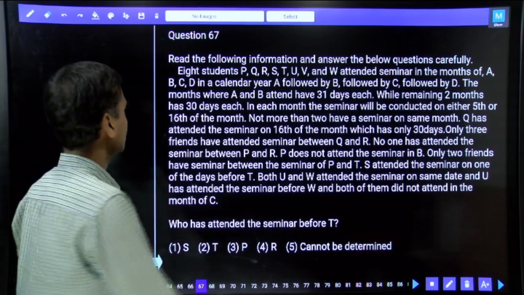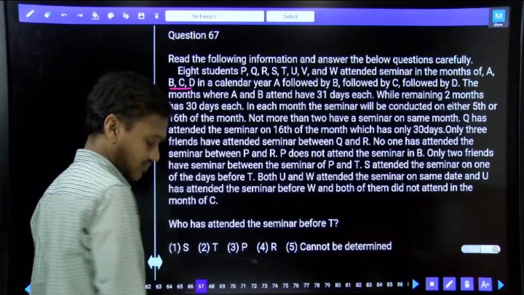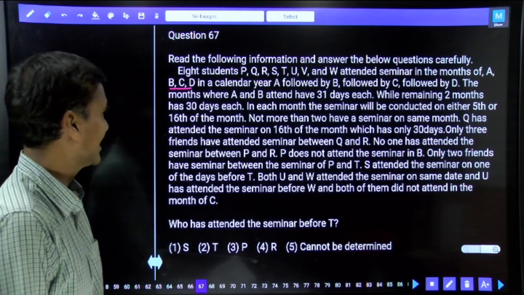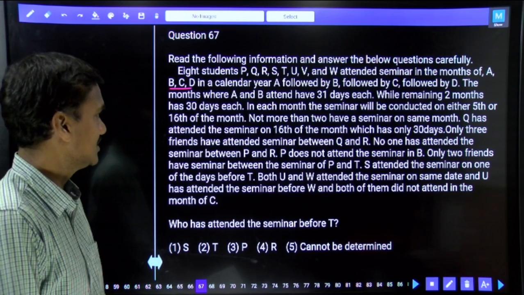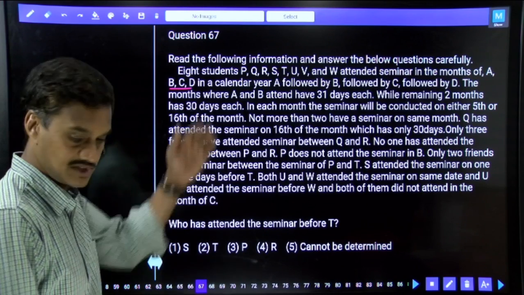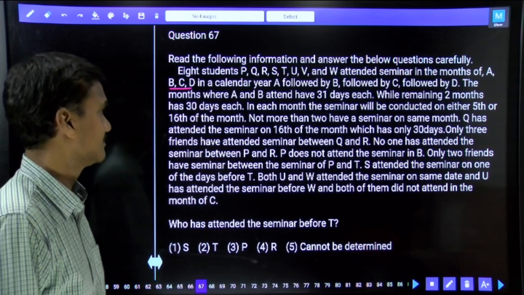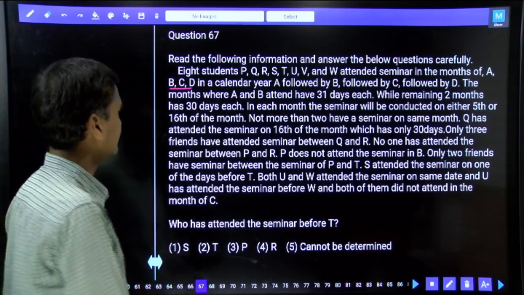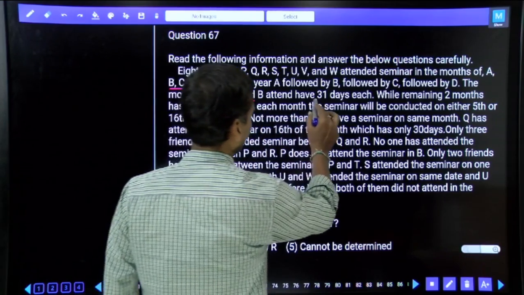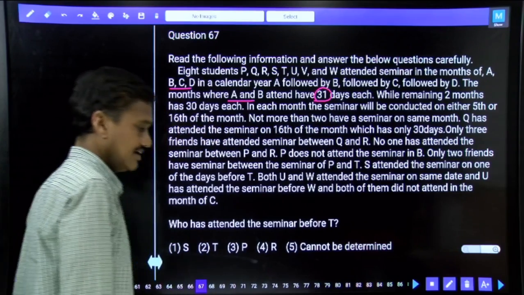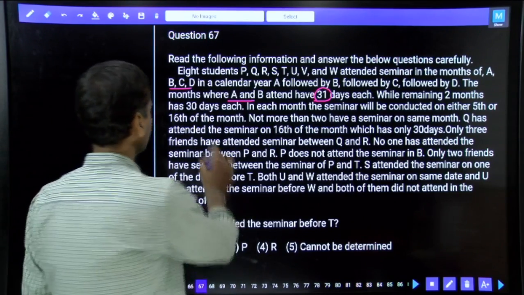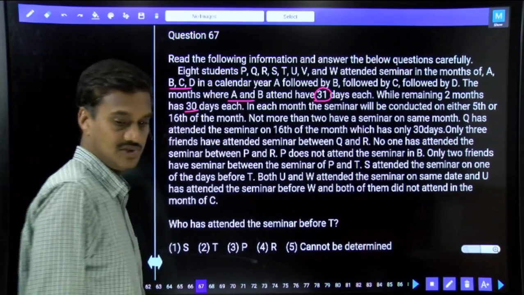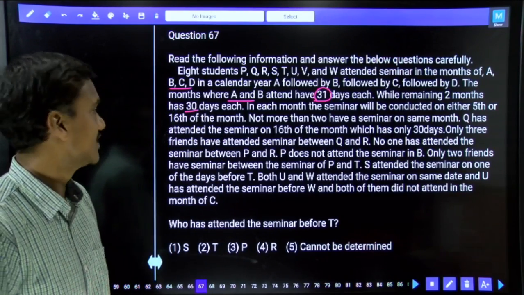They attended a seminar in 4 months. A, B, C, and D are the 4 months given. And in a calendar year, A is followed by B, B followed by C, followed by D, and so on. That means A, B, C, and D must be in that order. Then the months A and B have 31 days each, while the remaining 2 months, C and D, have only 30 days.